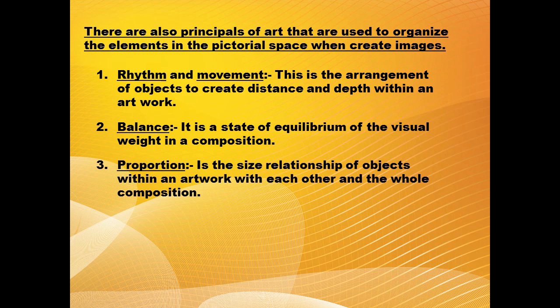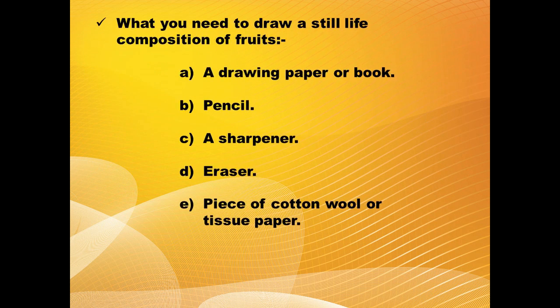Our runner, now I want us to look at what you need so that you can create a still life composition. Number 1, you need a drawing paper or a book. Number 2, you need a pencil. Number 3, you also need a sharpener. You need an eraser. You also need a piece of cotton wool or a tissue.